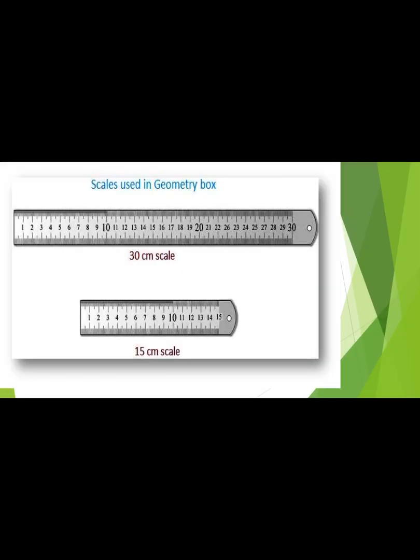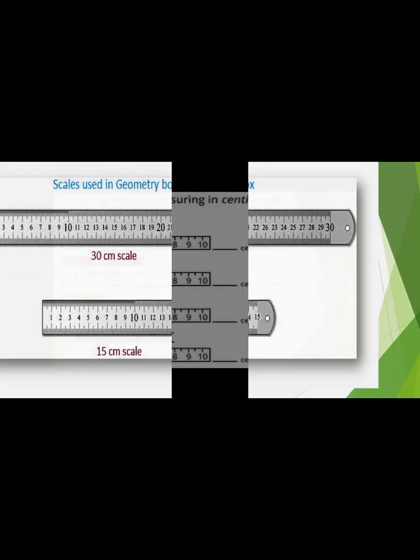Now scales used in the geometry box. You have a geometry box, and you use a scale like this. The upper scale, you see that it is a 30 centimeter scale. The 30 is the last digit, here you can measure it. And another one is just half of it, a 15 centimeter scale. So these two scales you can find in your geometry box.